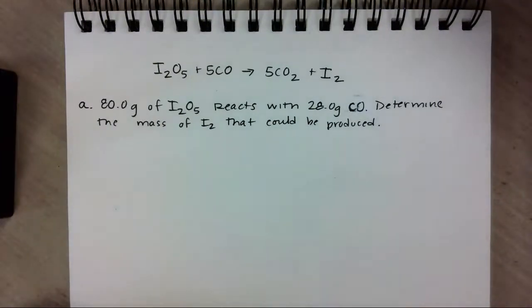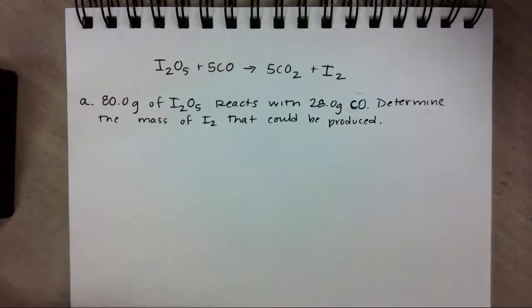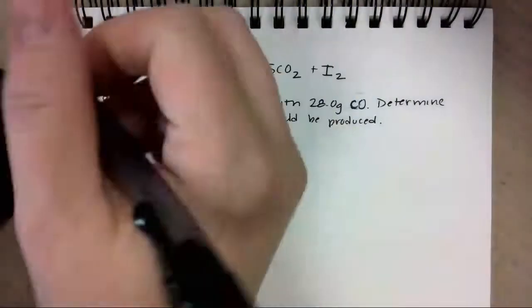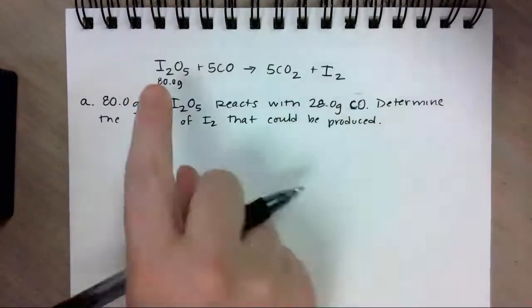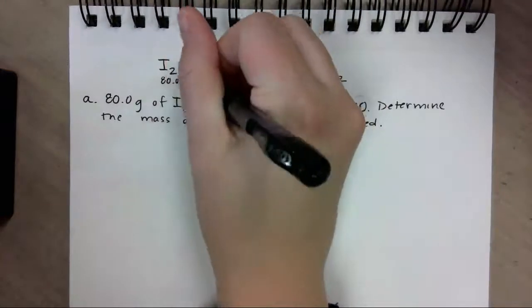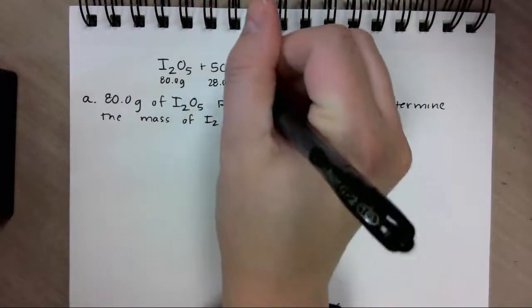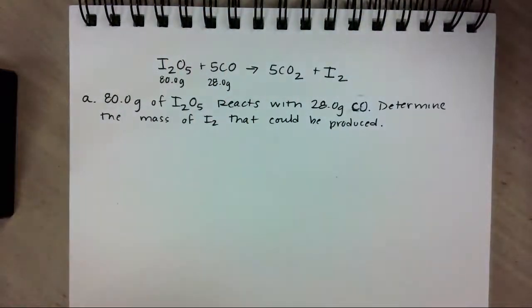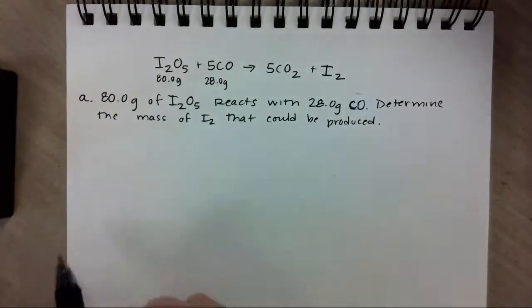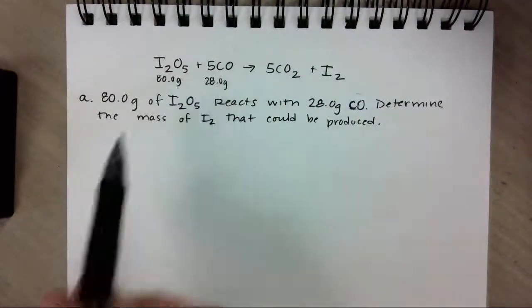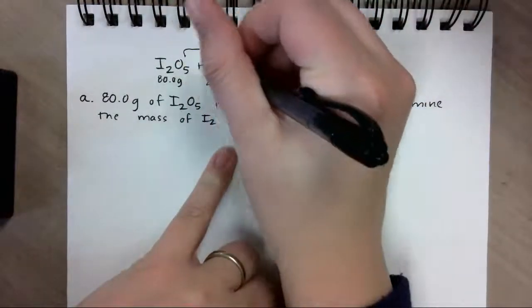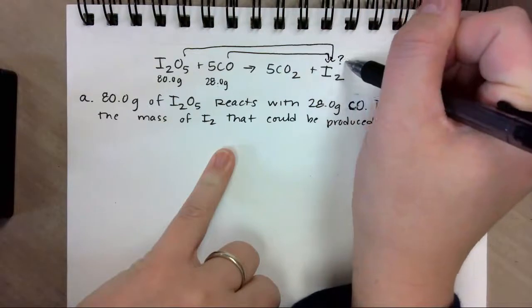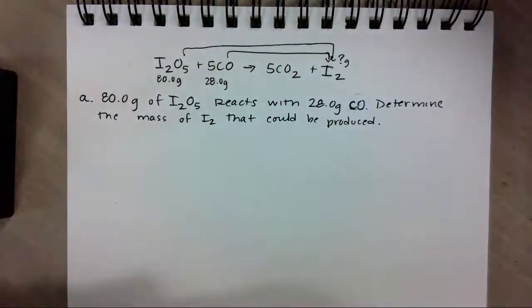In this problem, the next thing I always tell us is I want to figure out what we have and what we are solving for. So I know that I have 80.0 grams of I2O5 and I have 28 grams of my carbon monoxide. Now this is how I can recognize that this is a limiting reactant problem. I'm given both reactants and it's asking me to figure out how much iodine in grams I'm going to make there. So I need to solve for that.